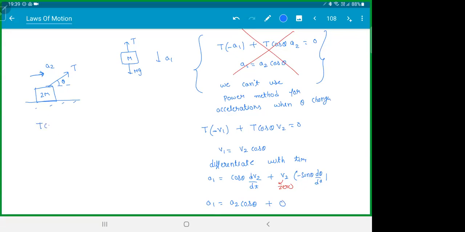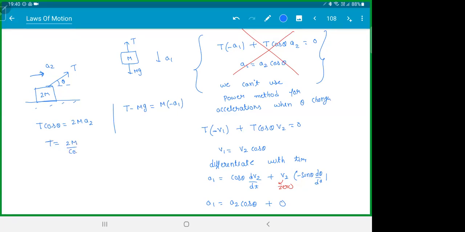So force equations: T cos theta is equal to 2m a2. This guy will be T minus mg, up positive, down negative, m into minus a1. I'll stick to the convention which we learned in kinematics. And then what do you want to find? a1, a2, no? Now take this T guy and dump it there.